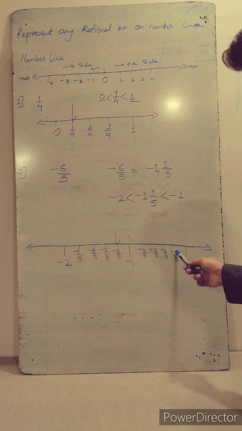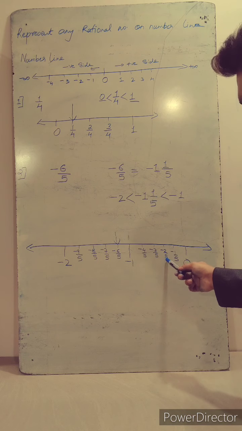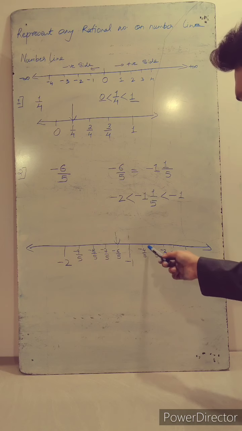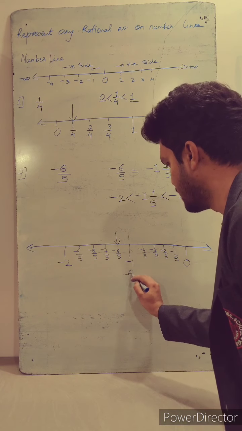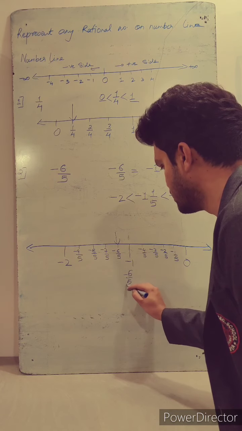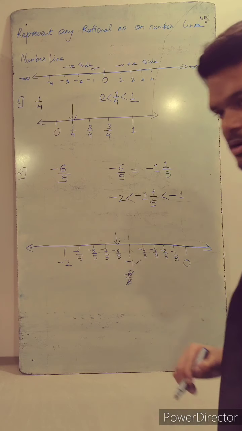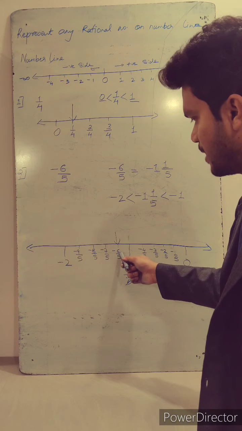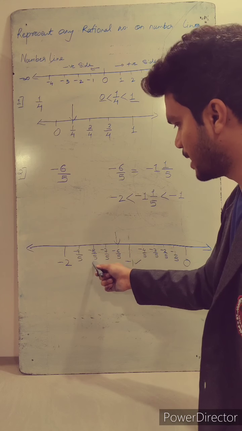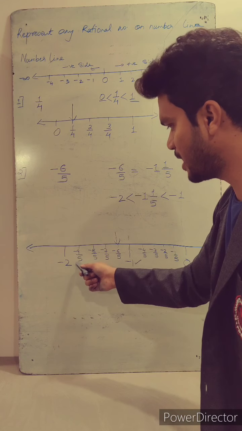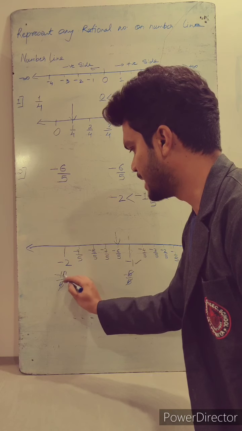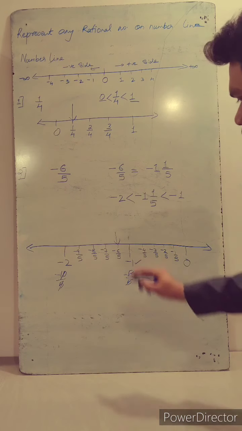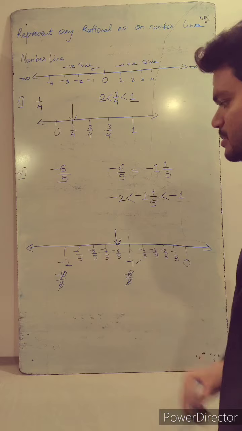First minus 1 by 5, second one minus 2 by 5, third one minus 3 by 5, minus 4 by 5. This one is minus 5 by 5, that gives minus 1. After that minus 6 by 5, minus 7 by 5, minus 8 by 5, minus 9 by 5 and the last one is minus 10 by 5, that gives minus 2. So this is the required answer.